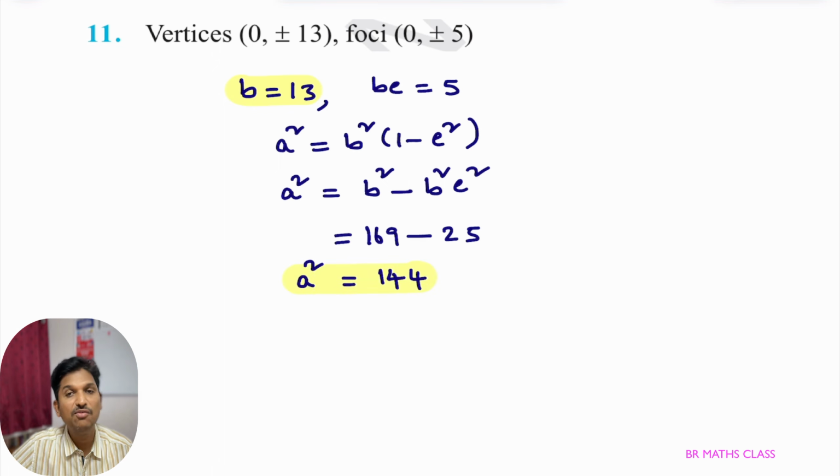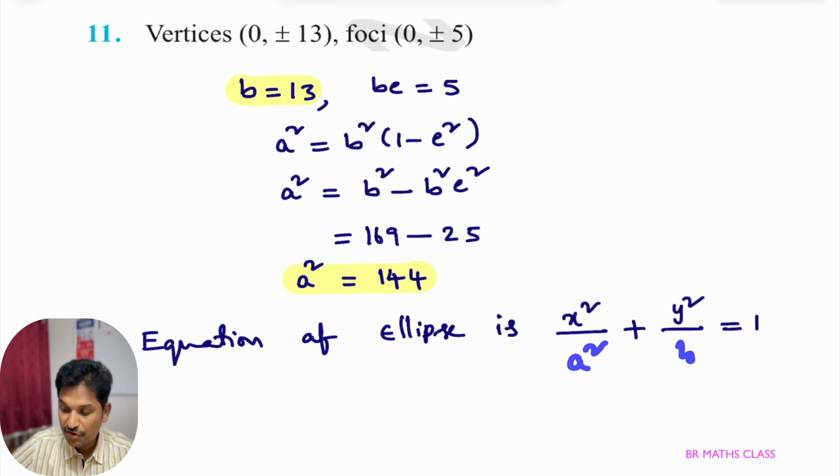Now as you know the a value and b value, you can easily write the equation of the ellipse. The equation of the ellipse is x square divided by a square plus y square divided by b square equal to 1. Here a square is 144. In place of a square, I'll write 144. And b square is 169. Okay, b square is 169. So the equation of the ellipse is x square divided by 144 plus y square divided by 169 equal to 1.